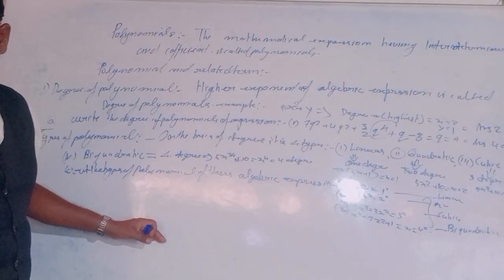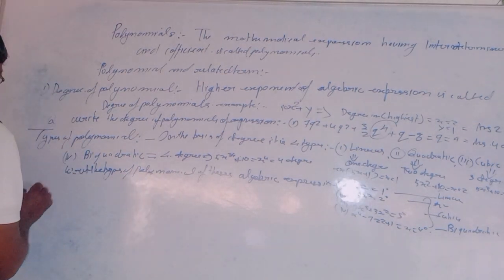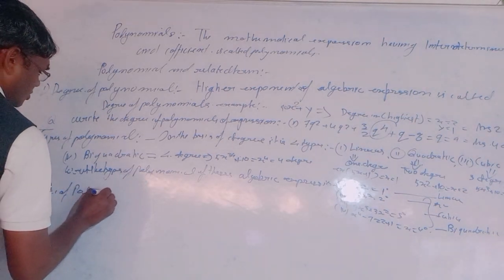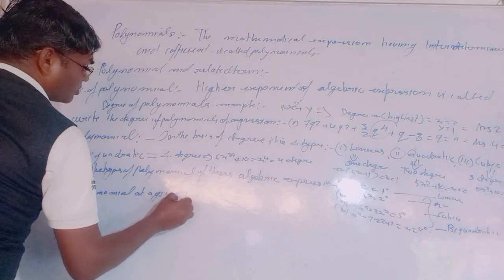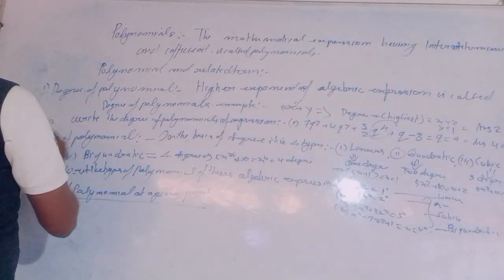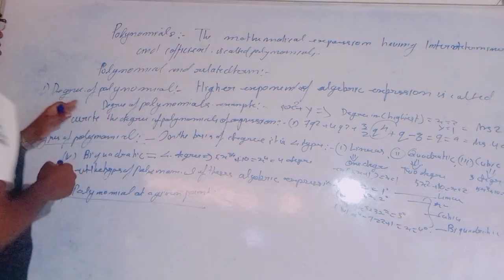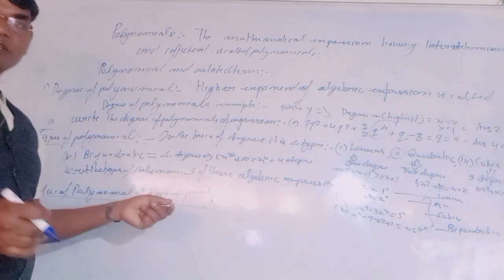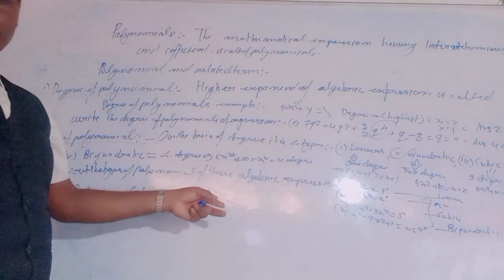So the value of polynomials at given points. Now we will consider the value of polynomials at a given point. Here are the terms. First, types of polynomials we have defined, and the degree of polynomials we have already defined here, and the points. If a point is given, then we will find out the value of the polynomial if the point is given.